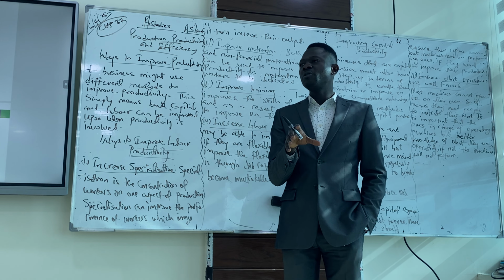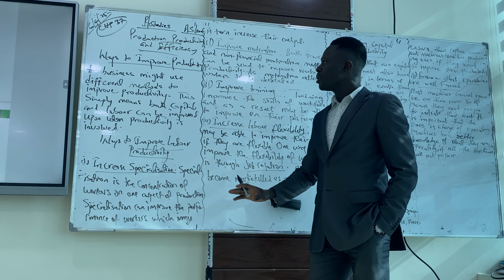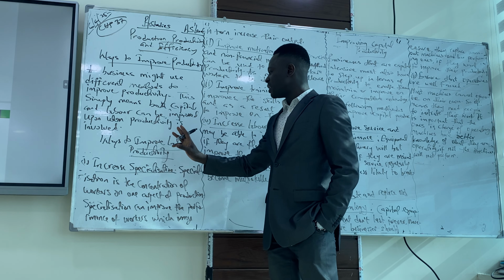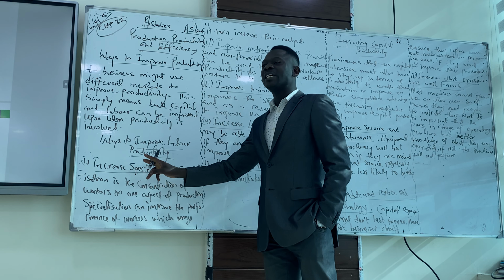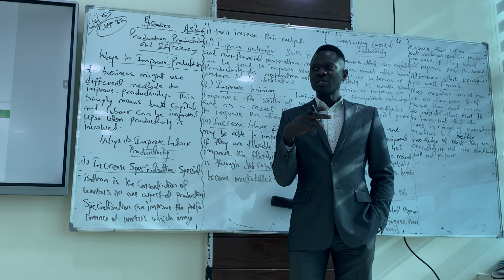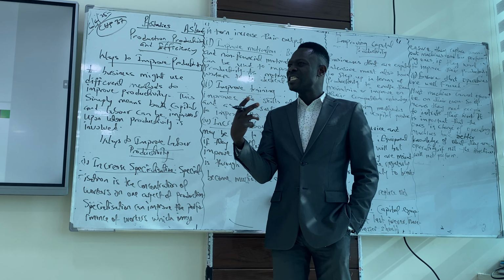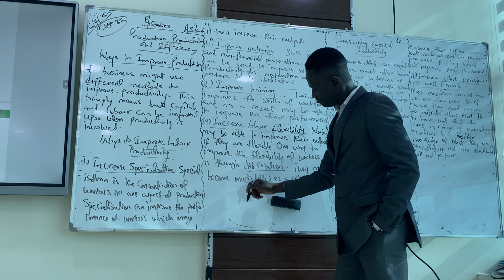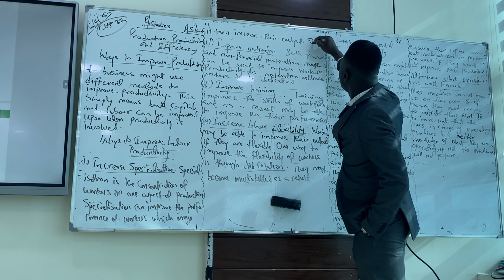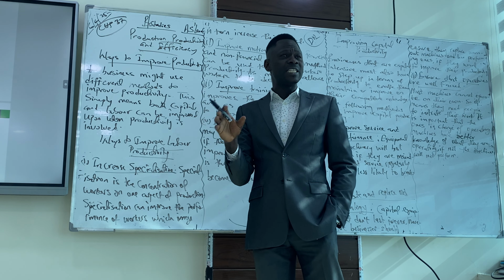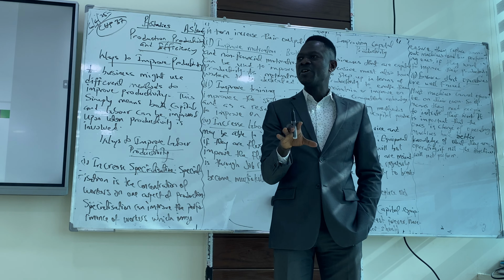So how do we improve on productivity? We're going to start with labor productivity. Ways to improve labor productivity, the first one I wrote is to increase specialization. Specialization simply means concentration of an individual on one aspect of production. So it starts with division of labor, which means breaking down the production process into different stages, and each stage is performed by different people.